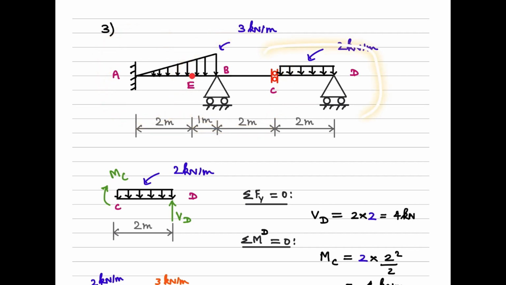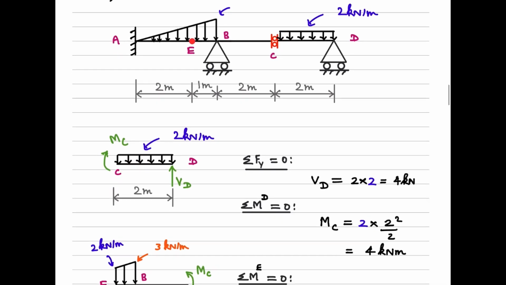So the first span is CD, that is shown here. This is a roller support, which means we will show this component VD here, which is the reactive component. Now when we come to this particular joint C, this is a shear release, right? Therefore you can't see any shear force here. However, there should be a bending moment, right? So we're assuming it to be clockwise here, and we are showing it as MC. Now we have two unknowns here, VD and MC.